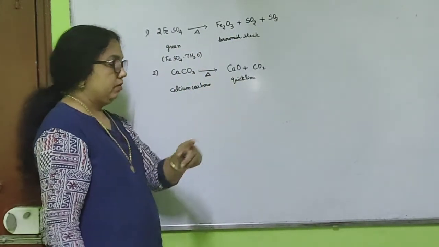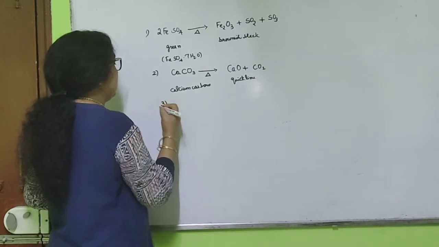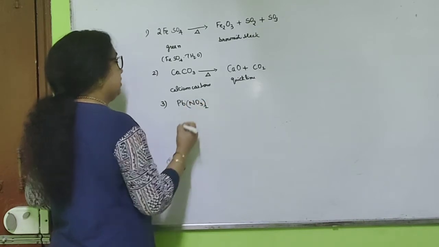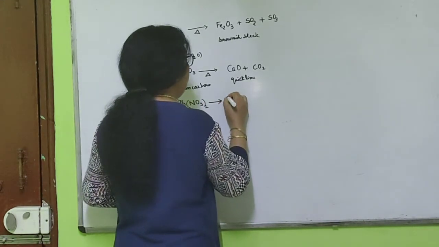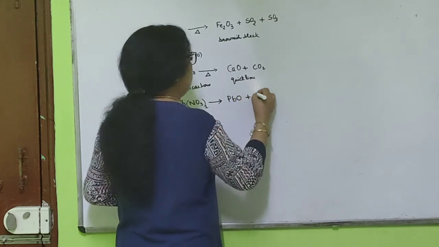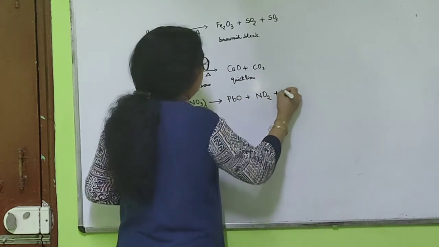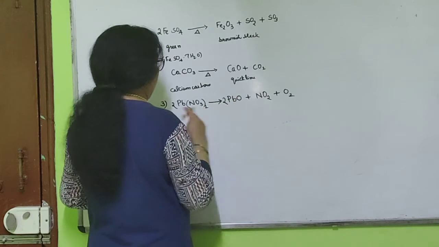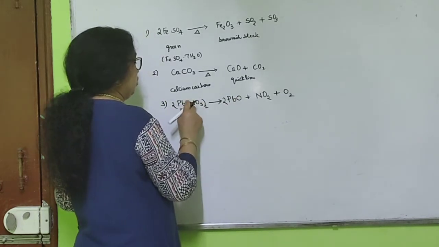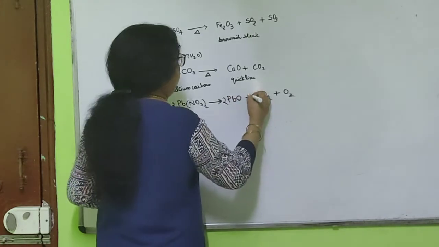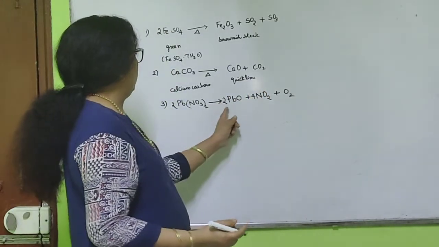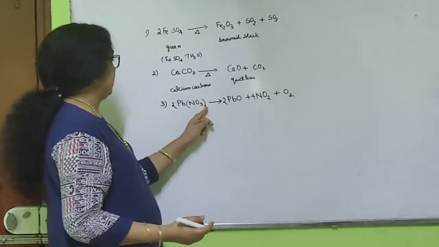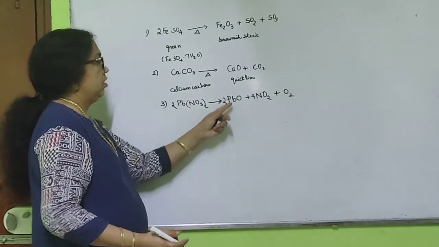Now one more example I gave: lead nitrate, Pb(NO3)2. On heating it gives PbO, lead oxide, plus nitrogen dioxide, NO2, plus oxygen. So 2 Pb(NO3)2 gives 2 PbO. 2 twos are here, nitrogen 2, here also 2. 2 twos are 4: 4 NO2 plus O2. Now look, 2 oxygen here, here 8, so 10, 10 plus 2 is 12. 3 twos are 6, 6 twos are 12. So this is the balanced equation.